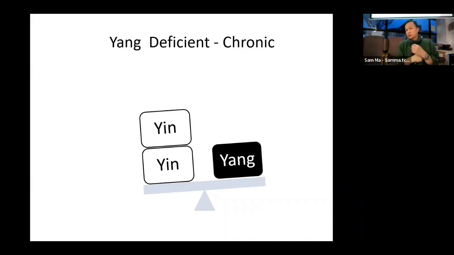So, you know, it's very, very easy to get yang deficient, but we are actually quite strong. So there's enough heat in the body so we can defend the cold from outside. All right, so yang deficiency, but this is chronic, okay? The word chronic.